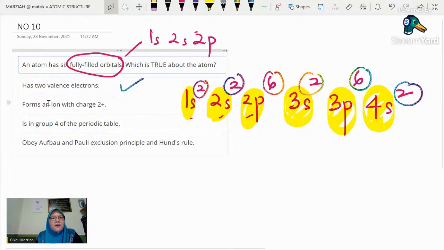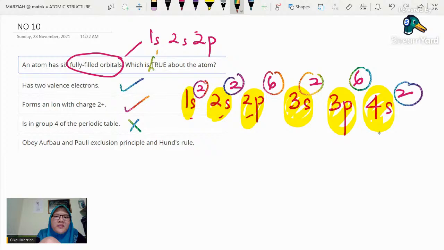Okay, form an ion. Nombor 10. Okay, form an ion with a charge positive 2 plus, okay. It is in group 4 in the periodic table. Group 4, betul tak? Salah kan? Dia group 2. Okay. Saya rasa ni bukan true ni. Not true ni.